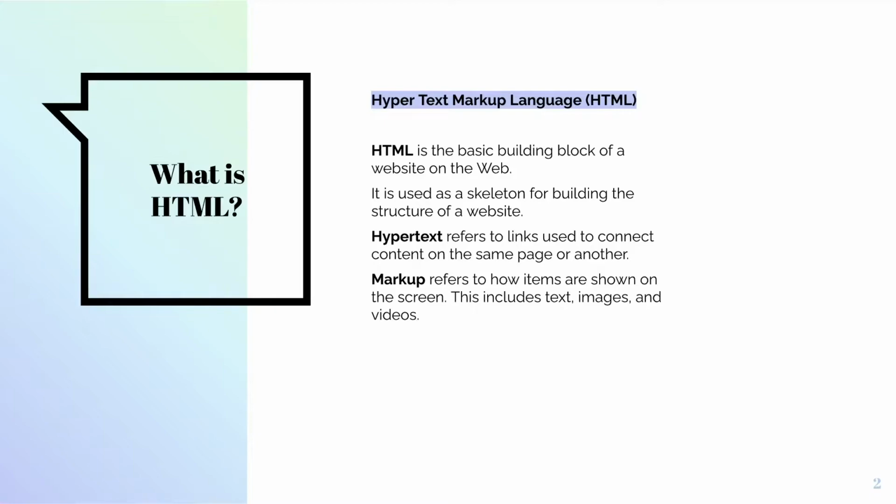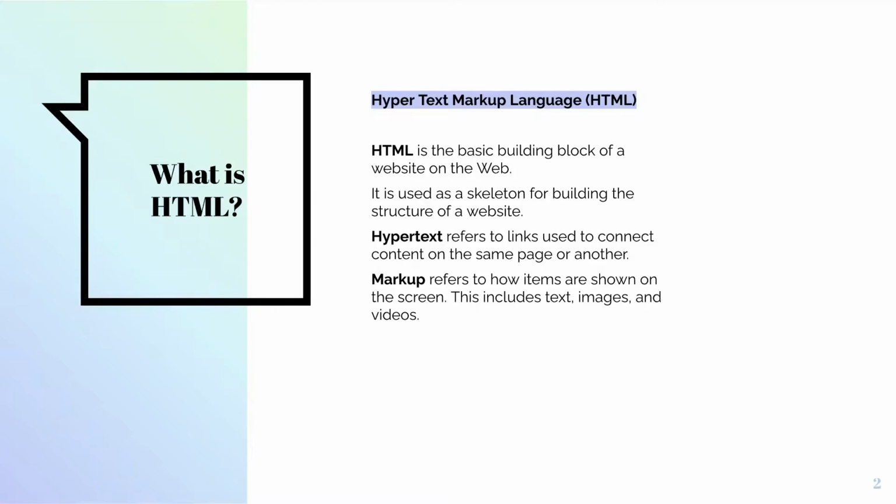Hypertext refers to the links that connect pages, whether it is the same page or another. So you know how there are links within a page that point to another section within the page. That's essentially what hypertext is, and it can also be the link between your page and google.com. So that's an example of hypertext.